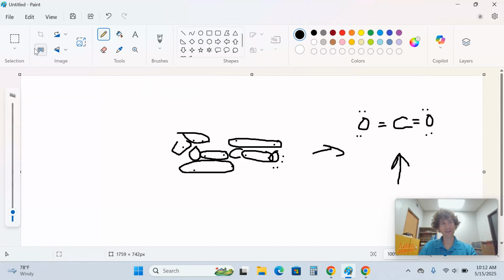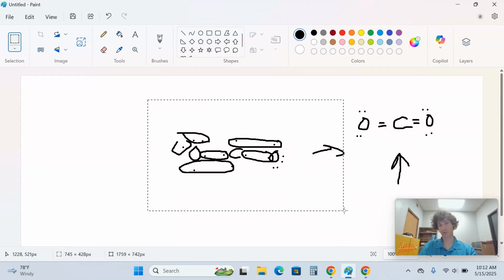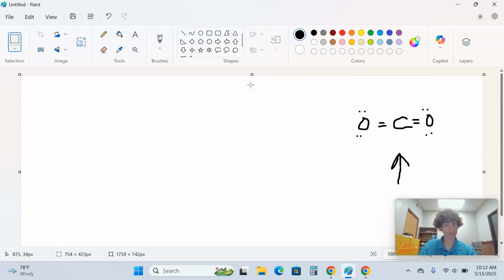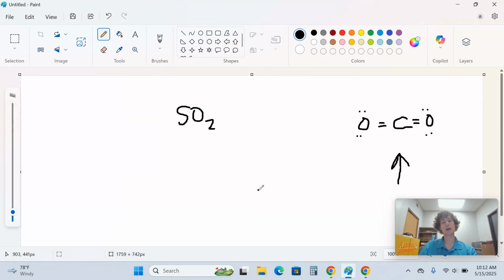If I were to take a very similar looking molecule, we get a different shape because of lone pairs. So let's take a look. If I asked you to draw me SO2, sulfur dioxide, you would say, oh, that's pretty similar looking, isn't it? So I have sulfur. Sulfur is going to look like this, with 6 valence electrons, just like oxygen.